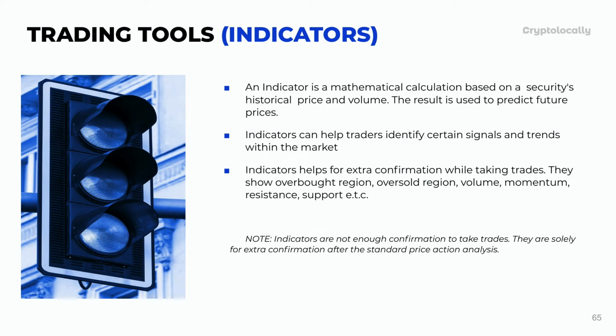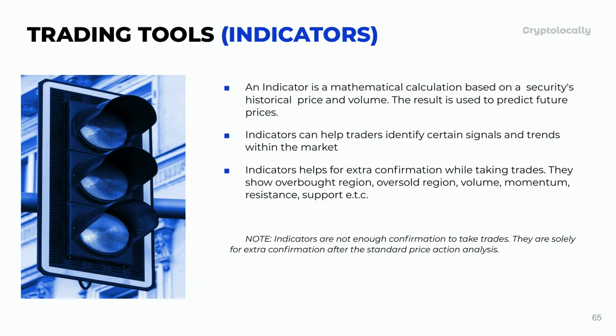In this video, we're going to be touching what is called trading tools, and we can also call this indicators. So an indicator is a mathematical calculation based on security, historical price, and volume. The result is used to predict future prices of assets. Indicators can help traders identify certain signals and trends within the market.